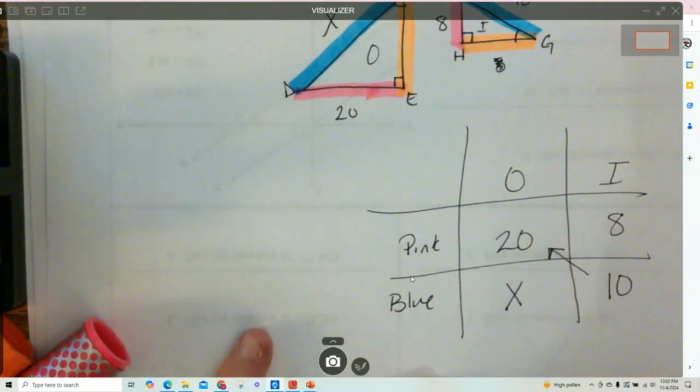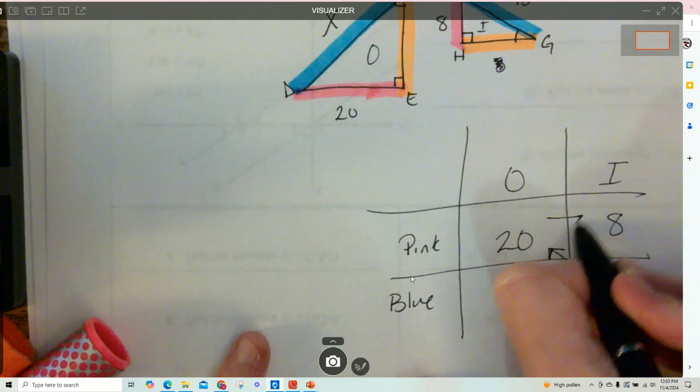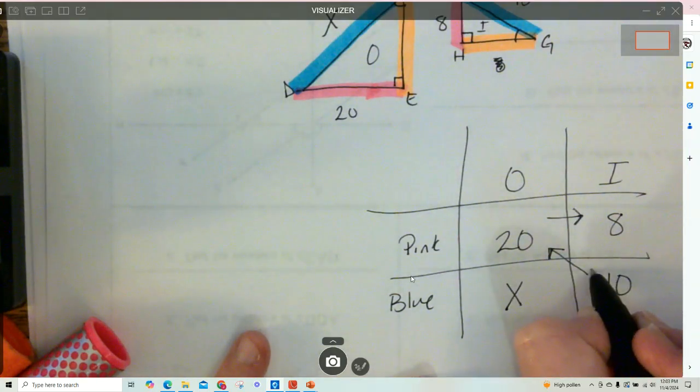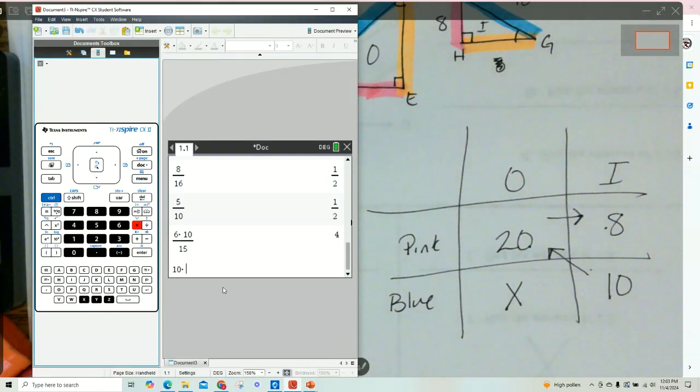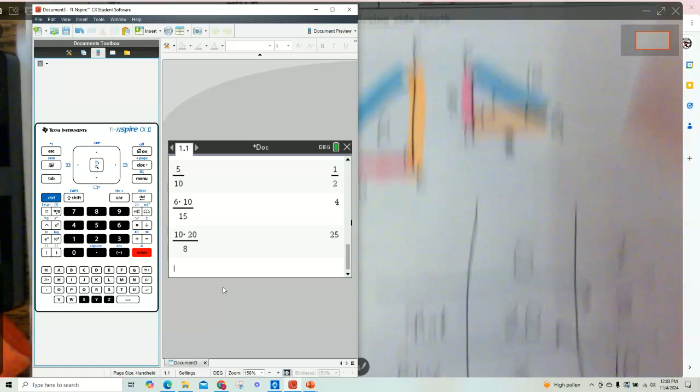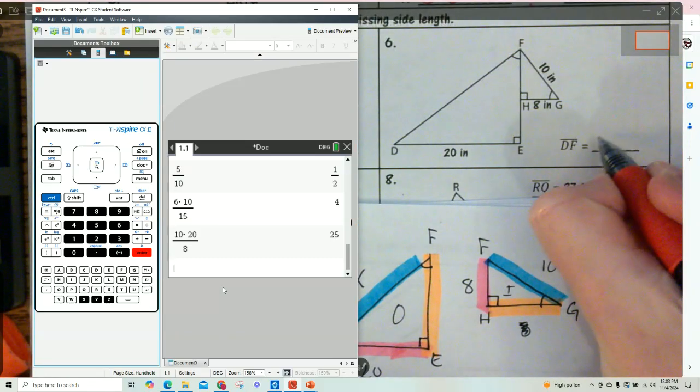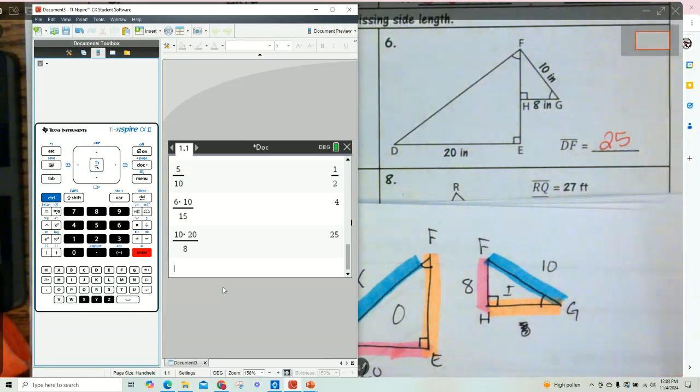If I see another one that looks off like that, where the label's off, I'll let you know. So we would do 10 times 20 divided by 8. So let's see here. So 10 times 20 divided by 8. Yep, that's right. So DF would be 25.